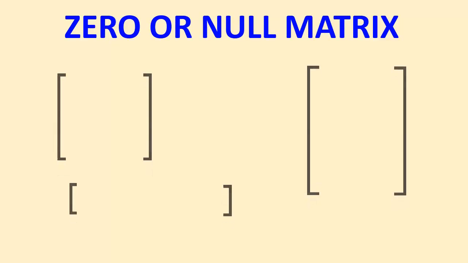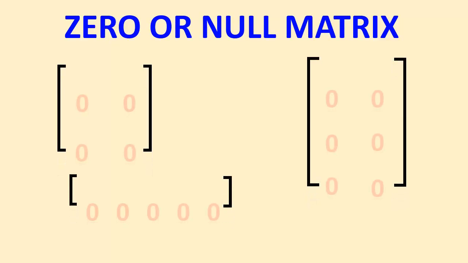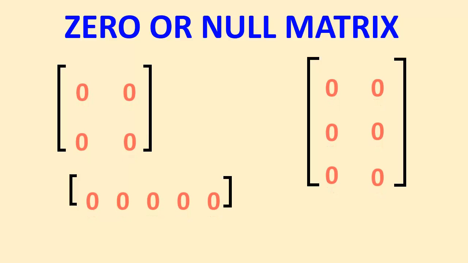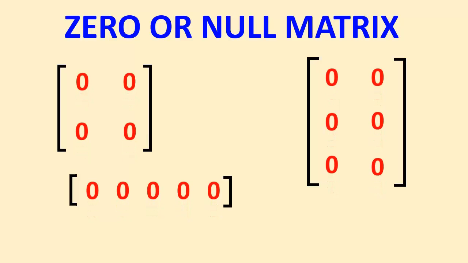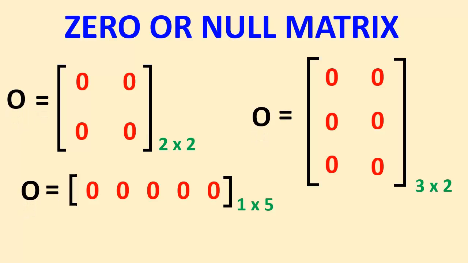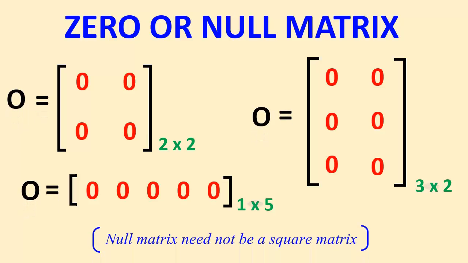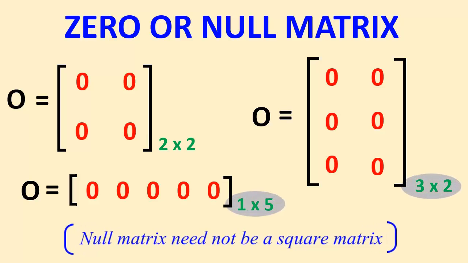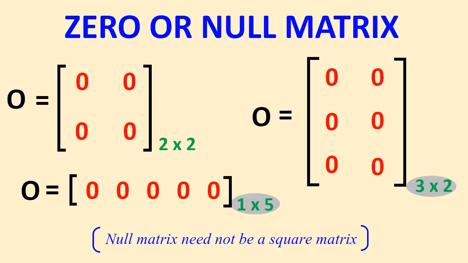Zero matrix or null matrix. A matrix in which every element is zero is called a zero or null matrix. It is denoted by O. Note that a null matrix need not be a square matrix.